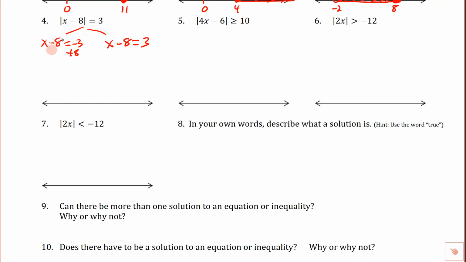We solve this, so we're going to add 8. So we get x equals 5. We solve this by adding 8, so we're going to get x equals 11. So we just get two answers here.